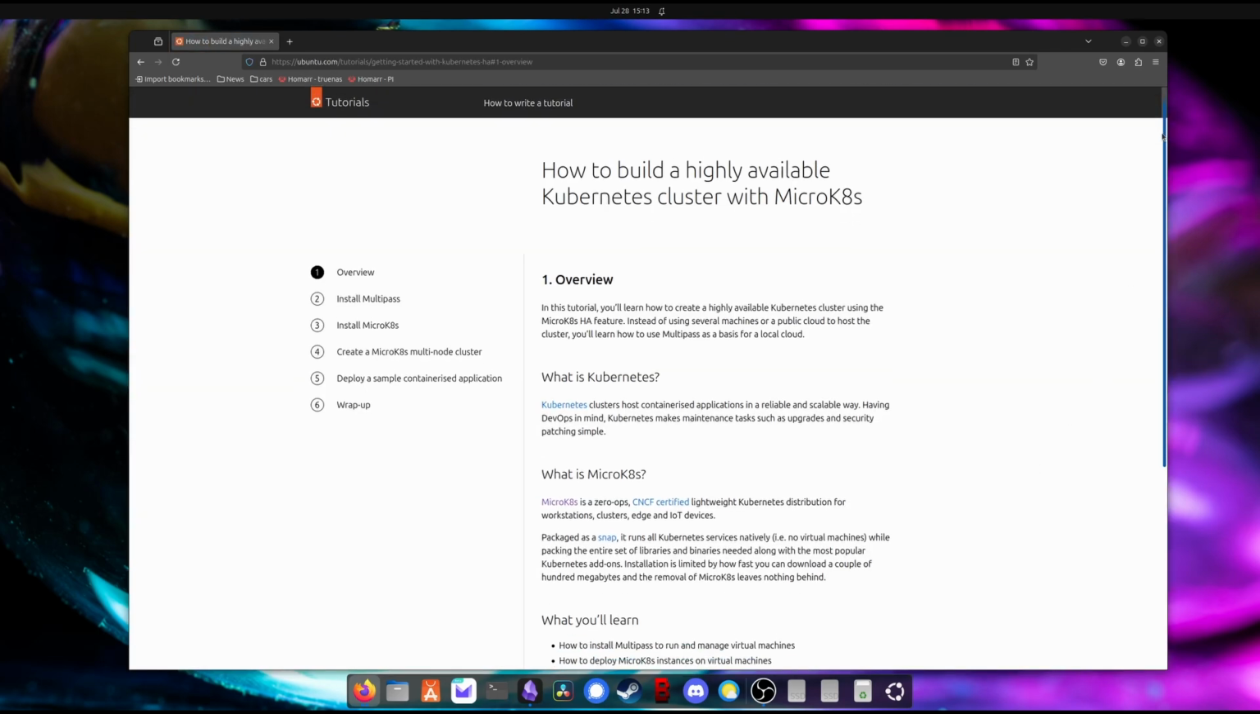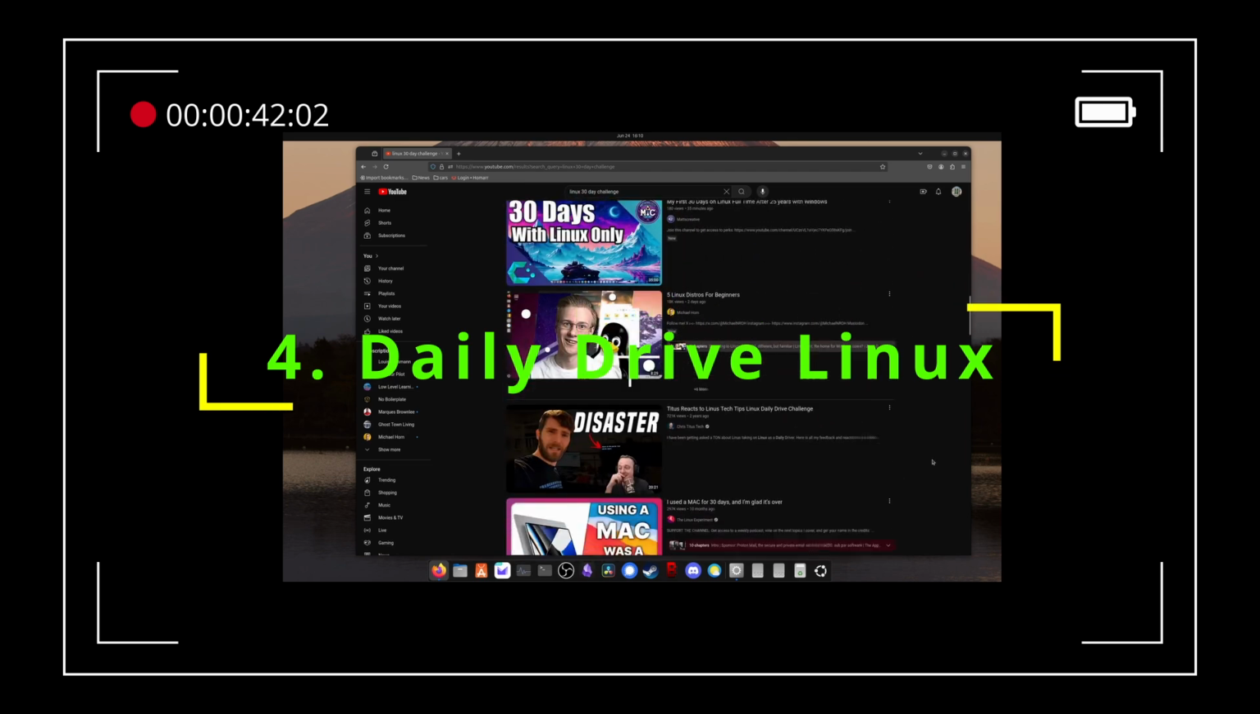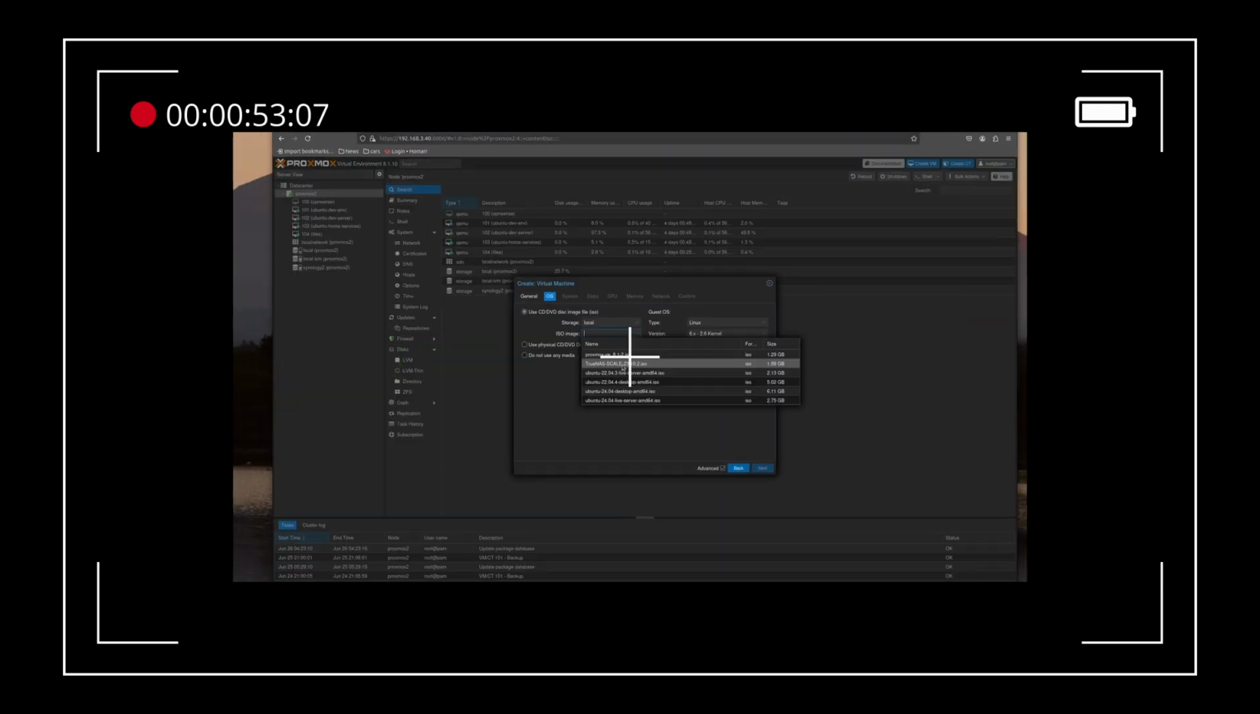Idea number three is to try out Kubernetes in your home lab. Moving on to idea number four, and that is switching to Linux as your primary operating system.